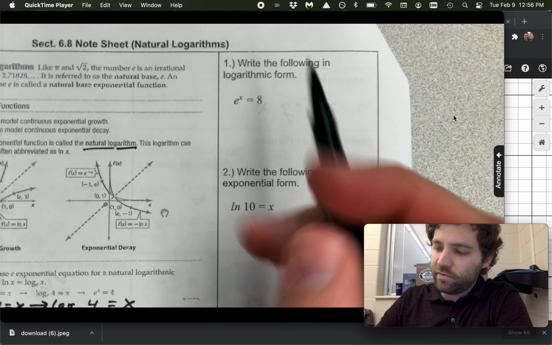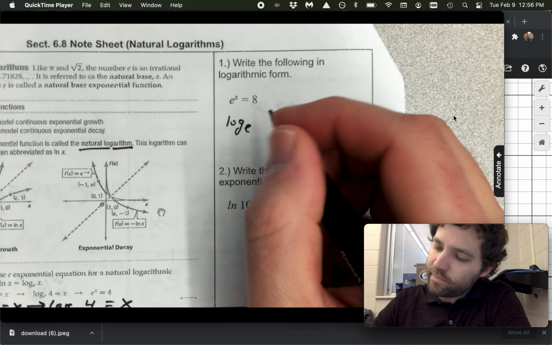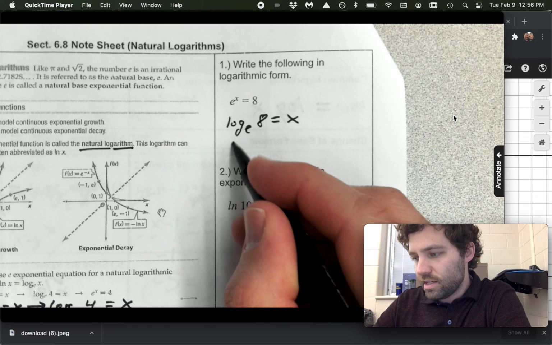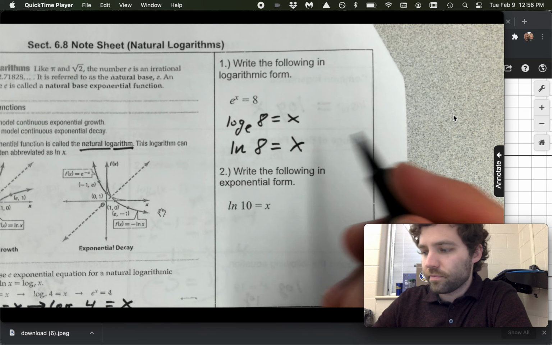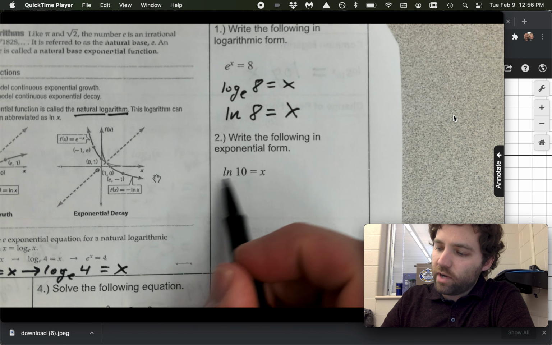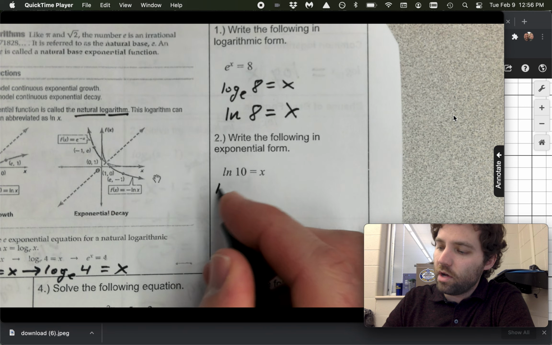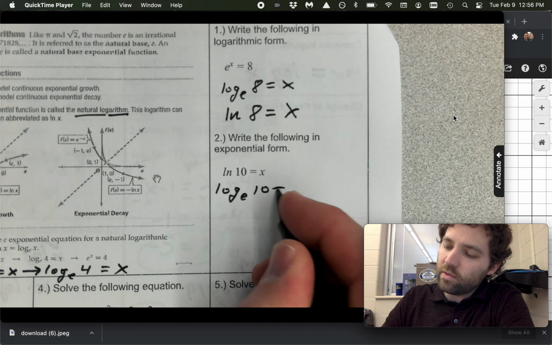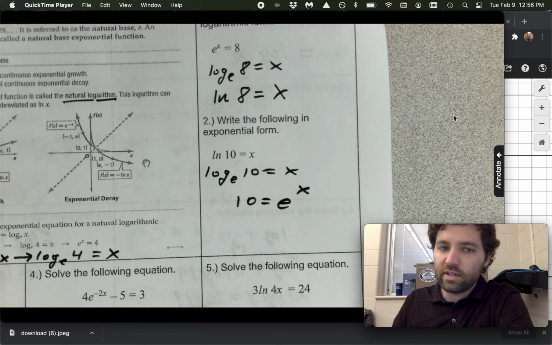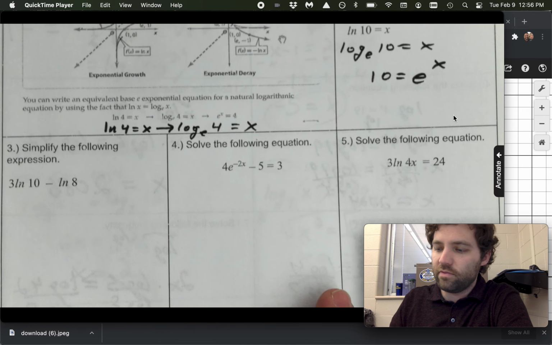So in this example, the following is a logarithm. If I have e to the x equals 8, I can rewrite that as log base e of 8 equals x, but you'll never see it written like this because log base e is ln of 8, okay? So let's look at the next one. We want to write natural log of 10 equals x in exponential form. Well, this is just log base e of 10 equals x, and so this changes to 10 equals e to the x. You just have to remember that when you see ln, it's going to be log base e. If it helps to write it out explicitly like that, then certainly feel free to do that.